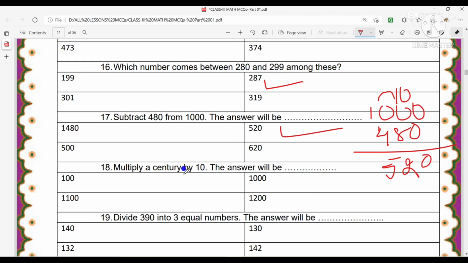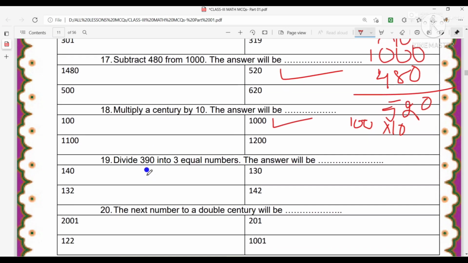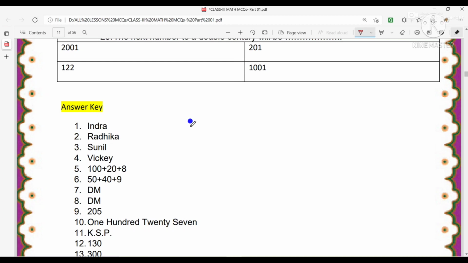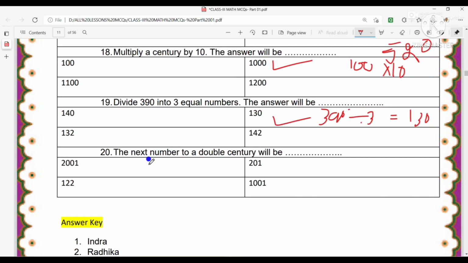Then multiply a century by 10. Century means 100. 100 multiplied by 10 equals 1000. Then divide 390 into 3 equal numbers. So 390 divided by 3, the answer will be 130.